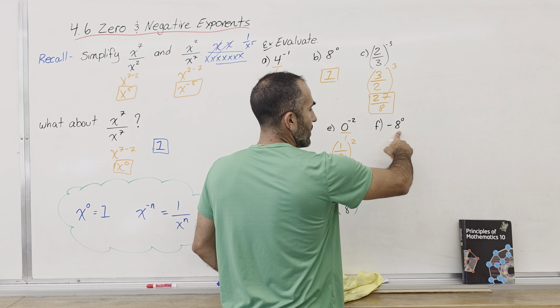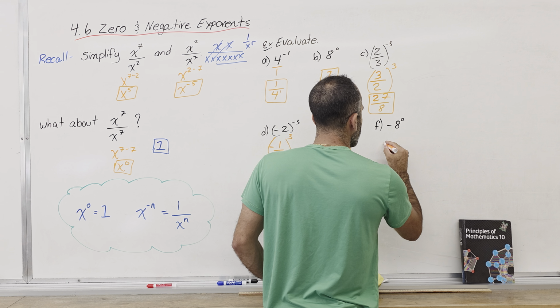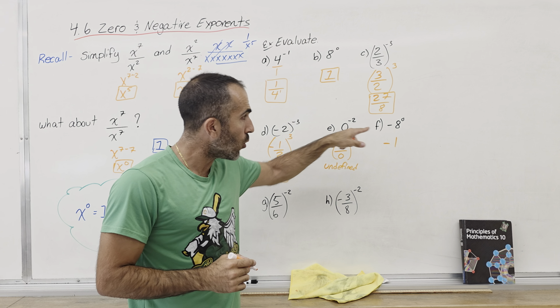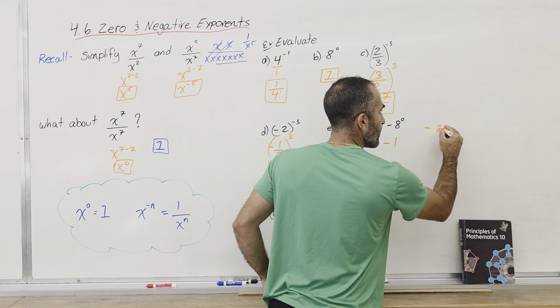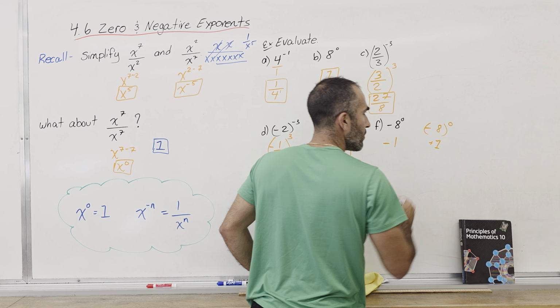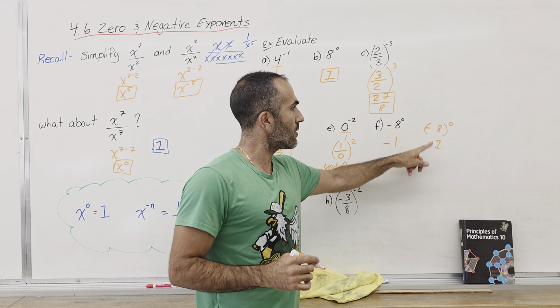Negative 8 to the 0, you're probably thinking, oh, sir, you said everything to the 0 is 1. Wrong. Negative 1. Because only the 8 has the 0. Only the 8 has the 0. Okay? As opposed to if I had this, which is positive 1. So the difference here is a very big mistake that is made often.